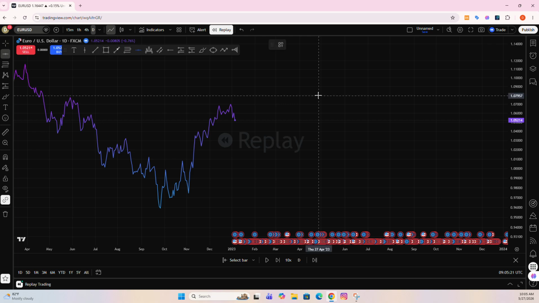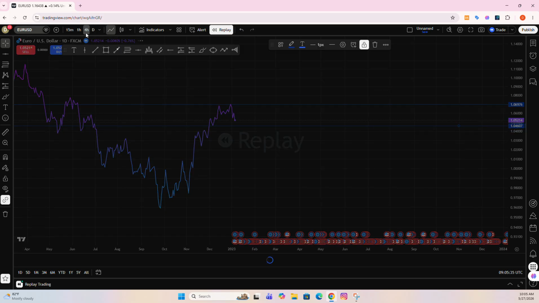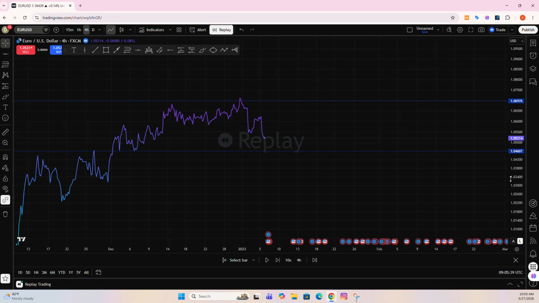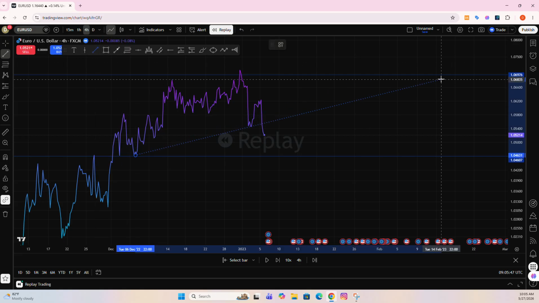What we do is we mark down our top down analysis from the daily time frame. So we mark out our higher high and higher low, where the market is heading to next. Then after it, we switch to our 4 hours time frame to draw our trend line. In the 4 hours time frame, we just have to draw our trend line.